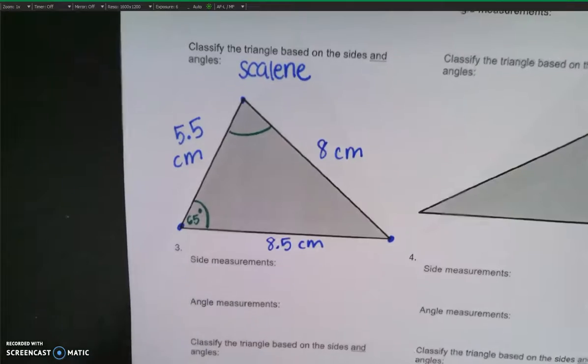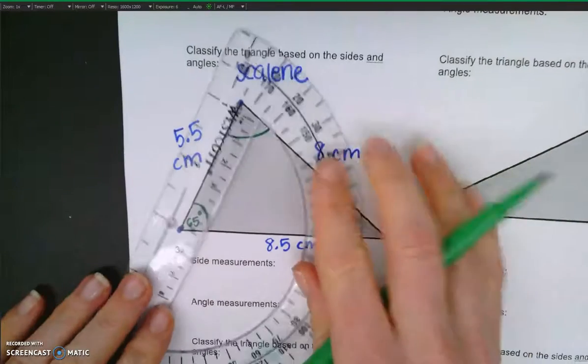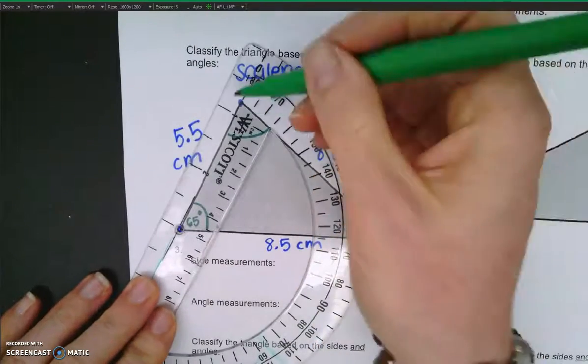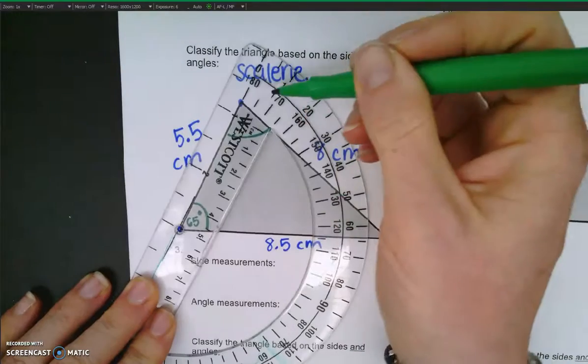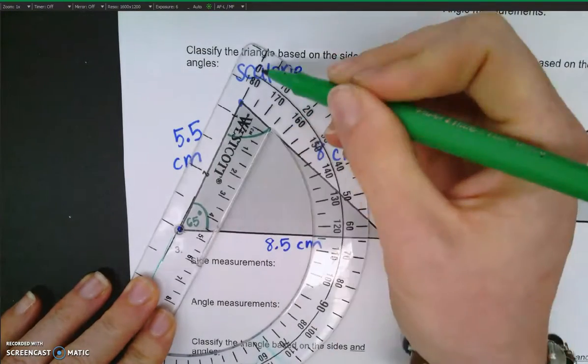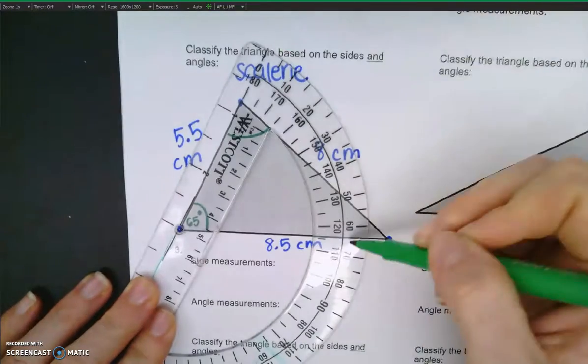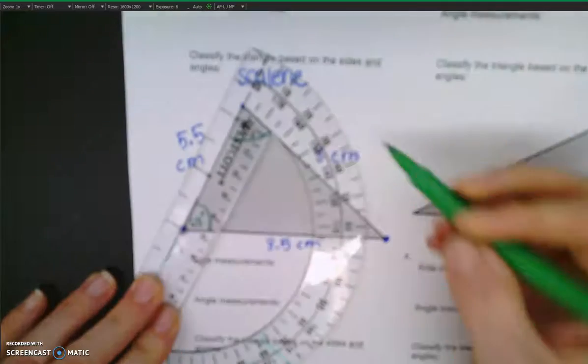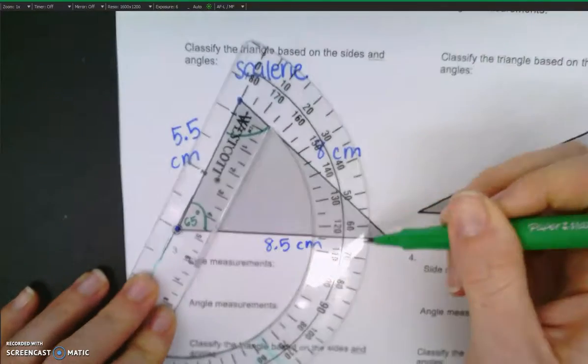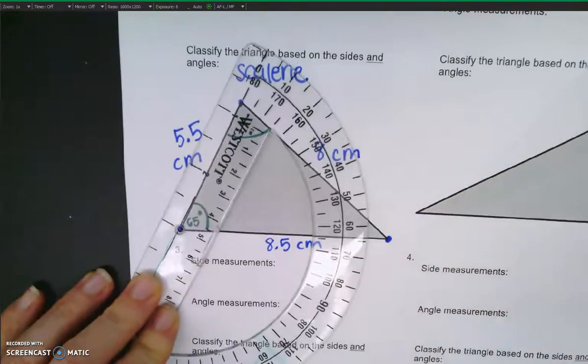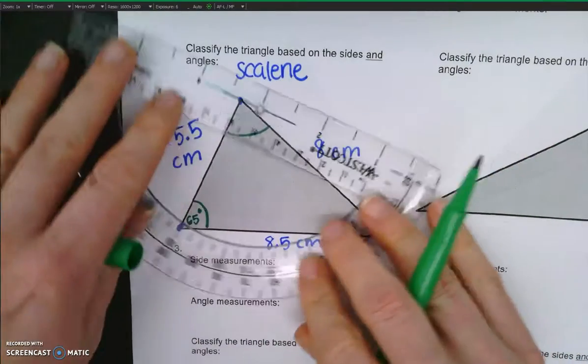So now I'm going to move up to this angle. And again, I could have measured the angle I just measured going this way, and I would have used my outside numbers because the 0 lines up on the outside from the angle I'm starting to measure at. And again, if I look here, it should be 65 degrees. So I feel pretty good about that angle. So let's take a look at the next one.